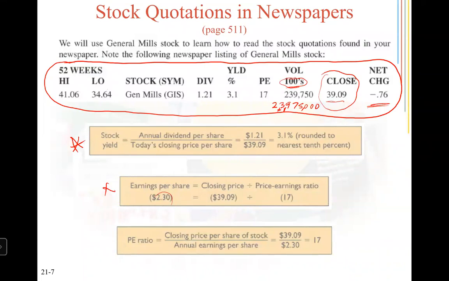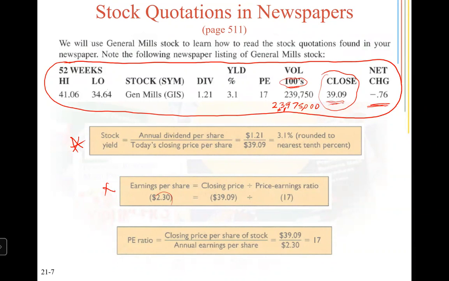tells you the change in value. So it's saying that when I look at today's closing price, it's 39.09. It dropped 76 cents from the previous day. So that means if you want to find out what it was the previous day, what would you do to find out what it was yesterday? Today it is 39.09, but the price fell 76 cents. How much was it yesterday?